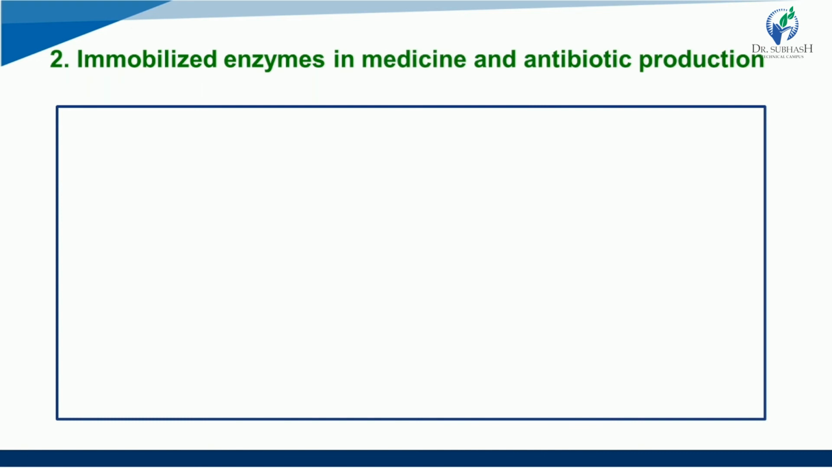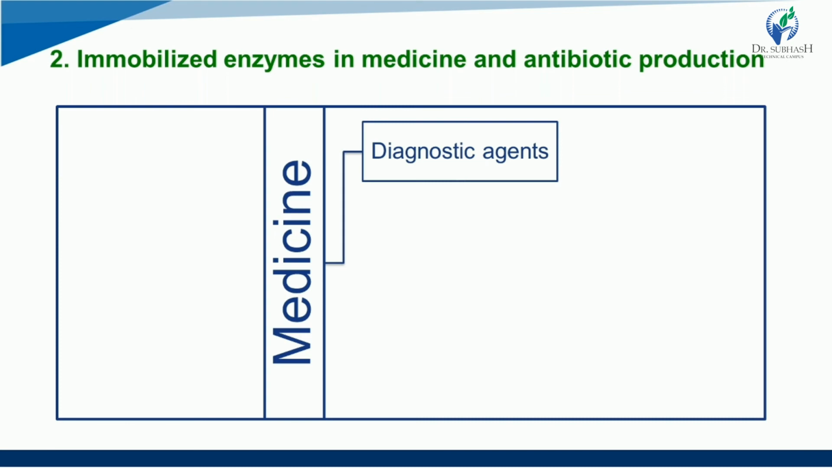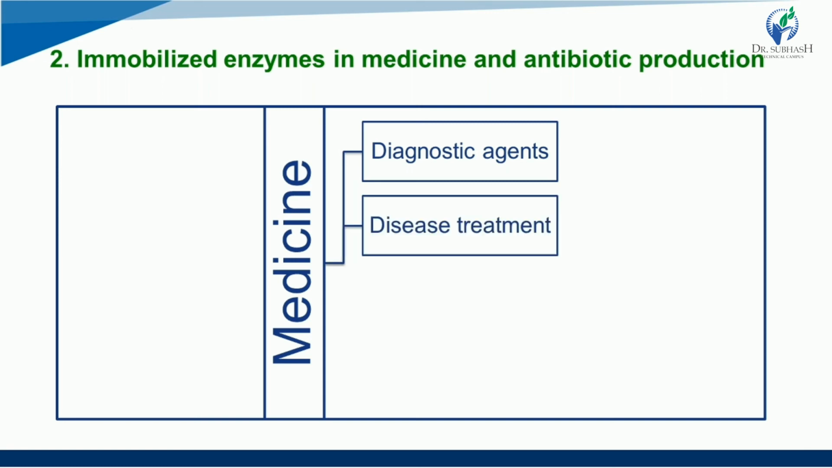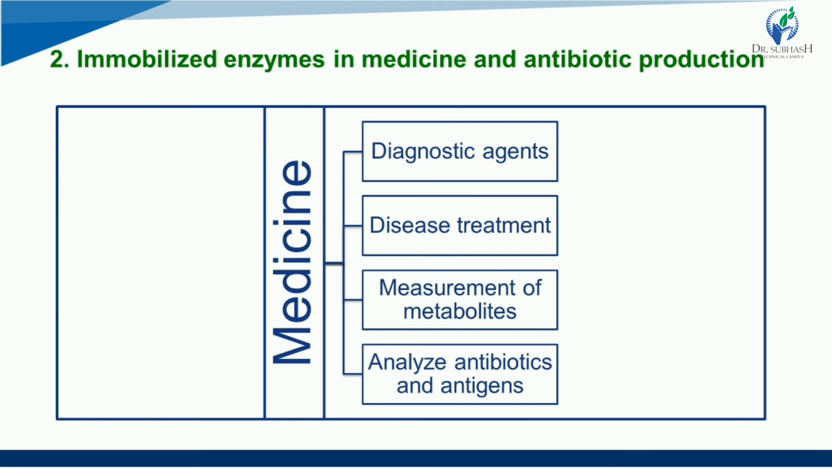The next use is immobilized enzymes in medicine and antibiotic production. So in medicine, again, diagnostic agents, right? It is helpful in diagnosing. Then next is disease treatment. Next is measurement of metabolites, and next is analysis of antibiotics and antigens.